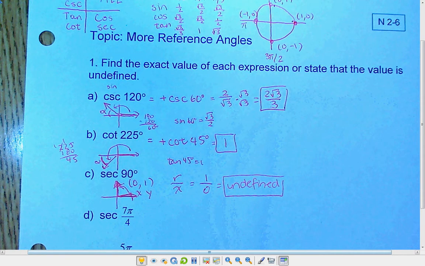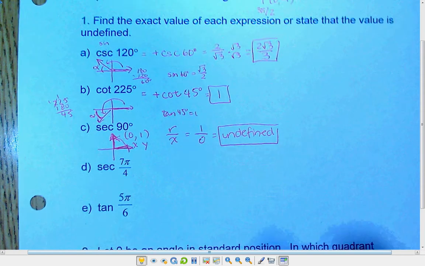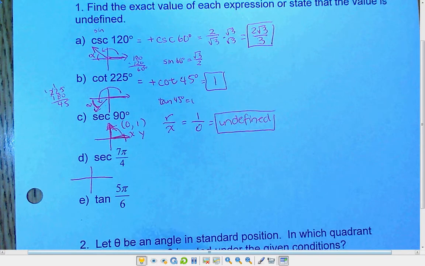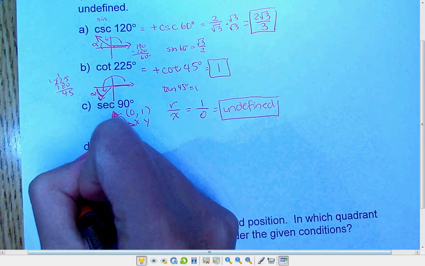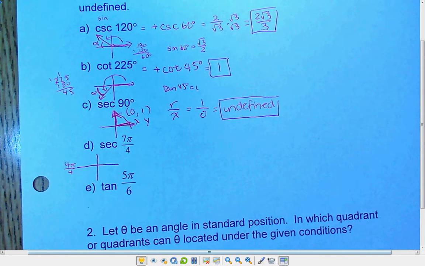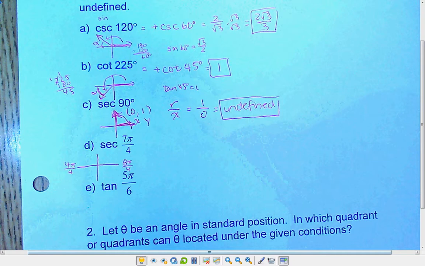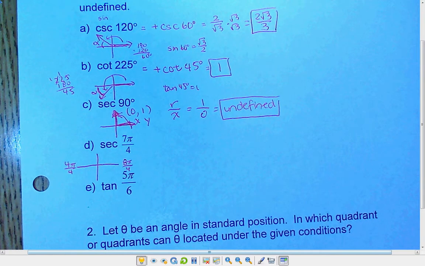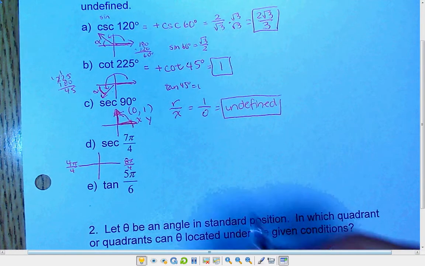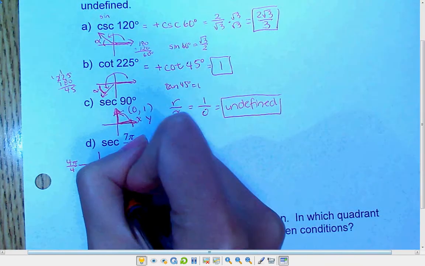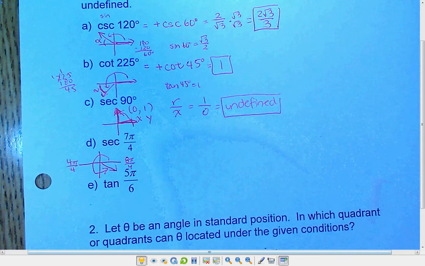Okay, so for D, again, we're going to first draw 7 pi over 4. So using what we talked about yesterday, if your denominator is 4, we know pi is 4 over 4, because that gives you 1 pi. 2 pi must be 8 pi over 4. 2 pi times 4 over 4 gives you 8 over 4. So 7 pi over 4 must be 1 less than 8 pi over 4. So it's in the 4th quadrant.